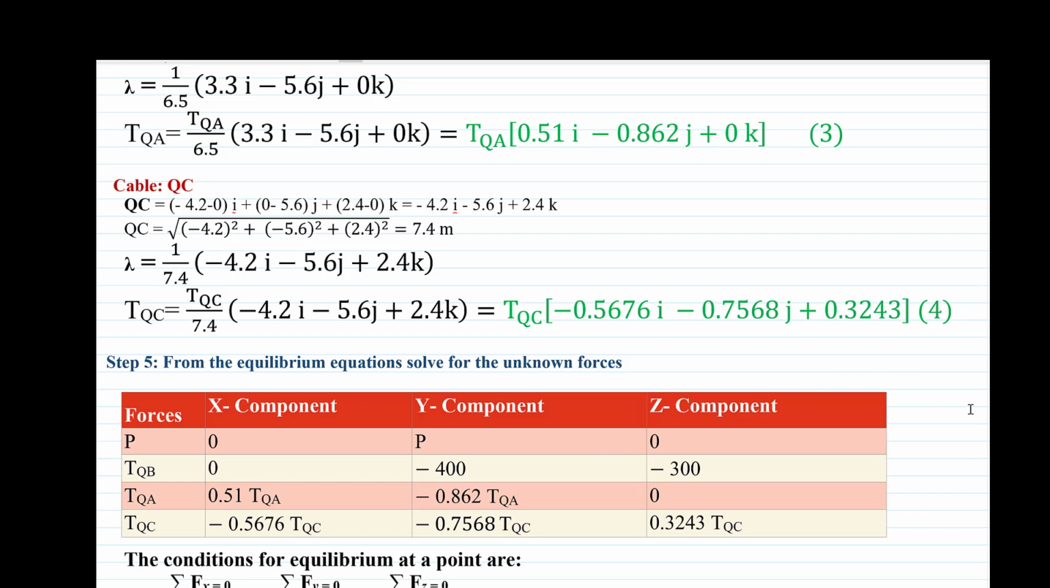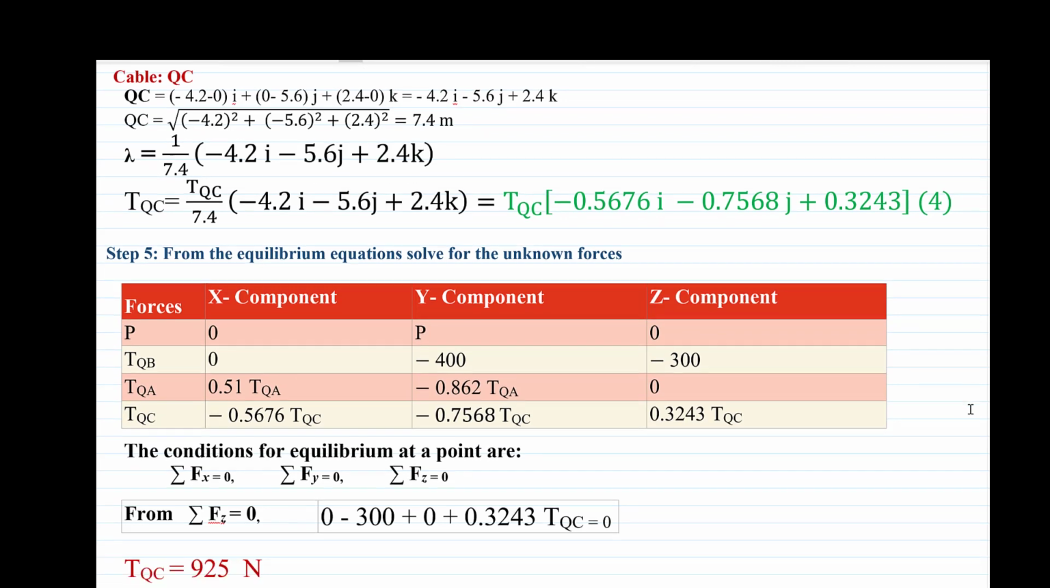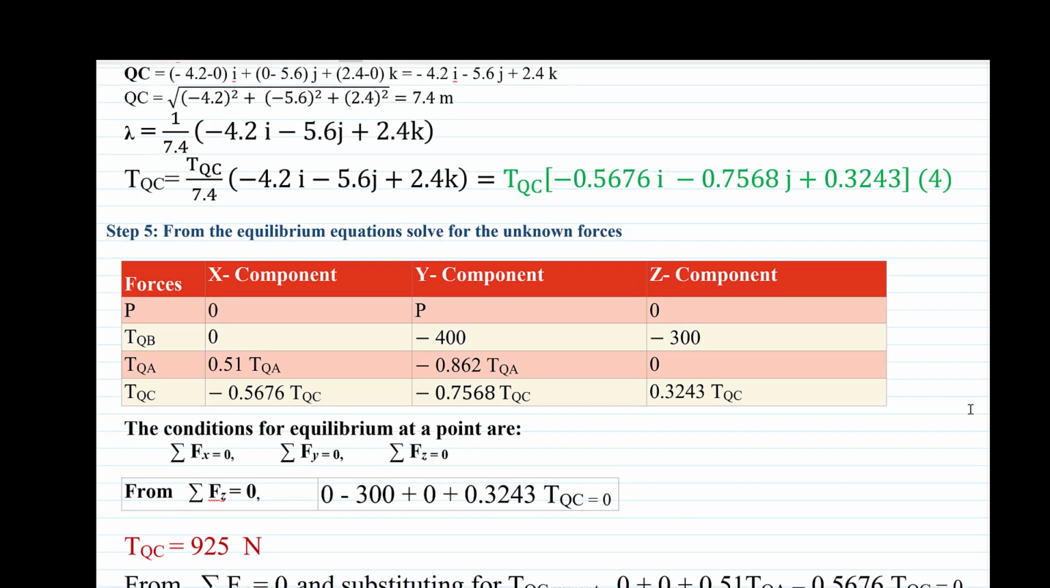So now we need to determine which equation we're going to start with. We have to apply the equilibrium condition. The equilibrium condition, we know that the summation of all the components in the X direction equals 0, the summation of all the components in the Y direction should be equal to 0, and the summation of the components in the Z direction should be equal to 0. But which one should we start with?